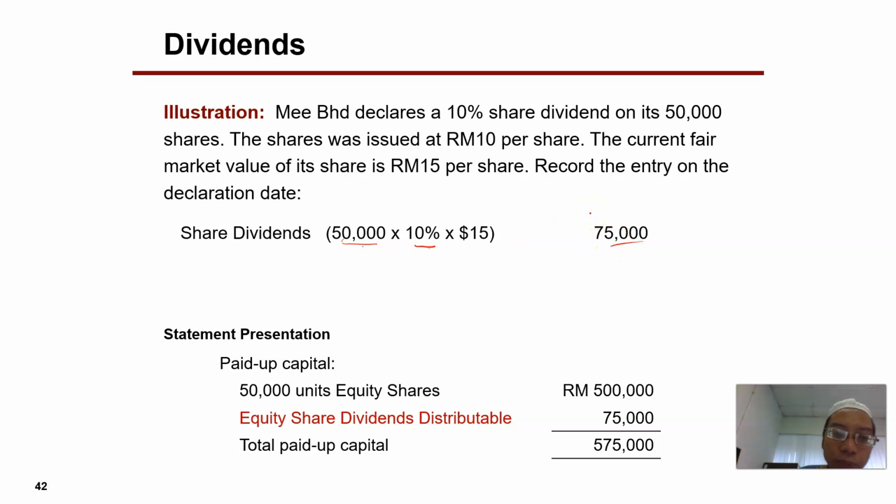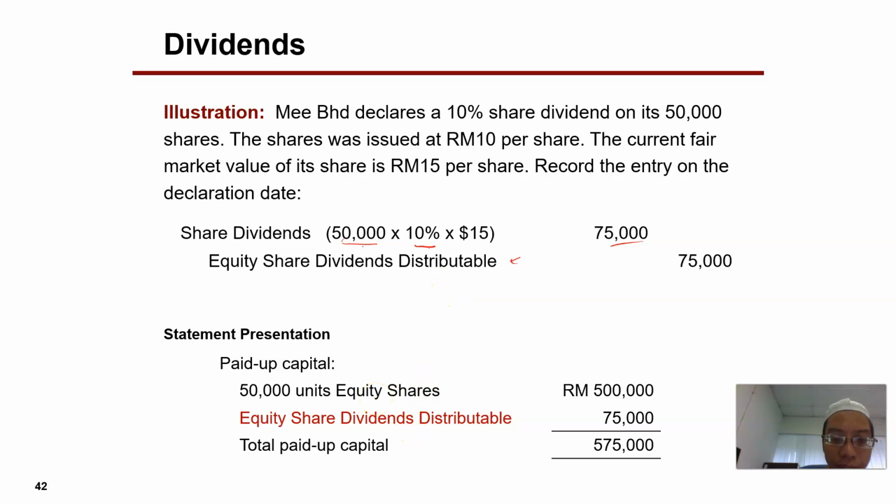So we need to debit share dividends by 75,000, and we need to credit equity share dividends distributable. So this account will be shown under the paid up capital. This is called equity share dividends distributable. It's part of the paid up capital.